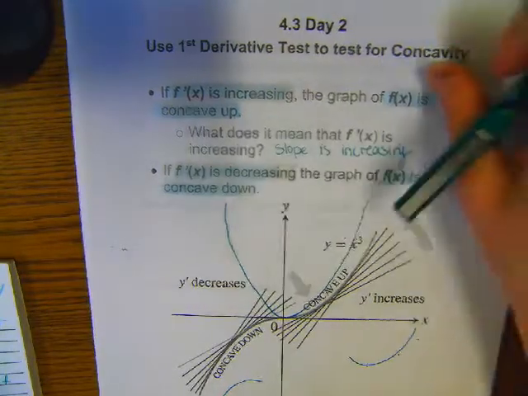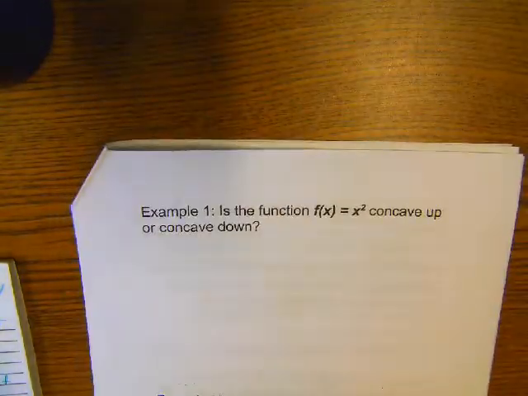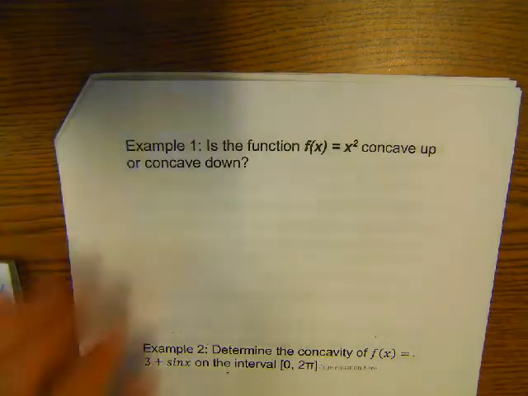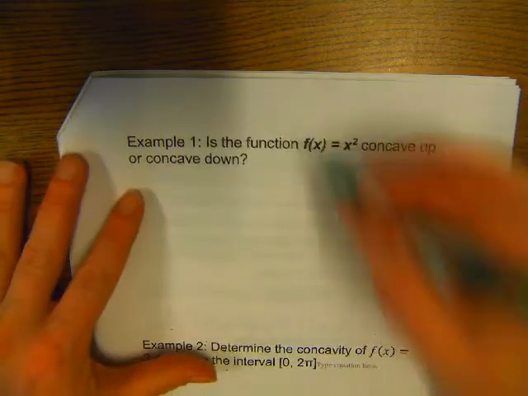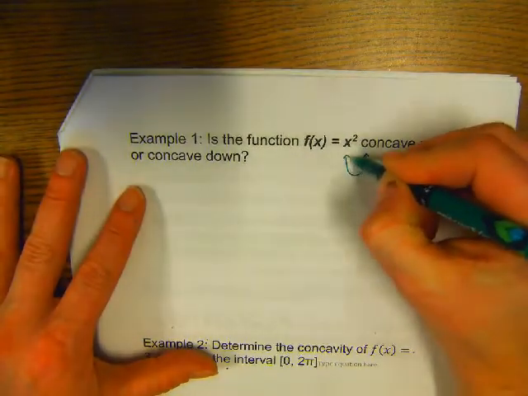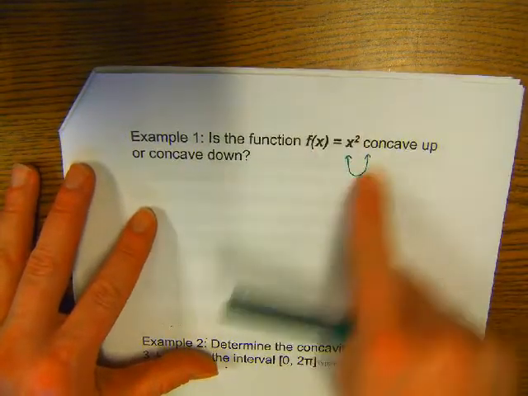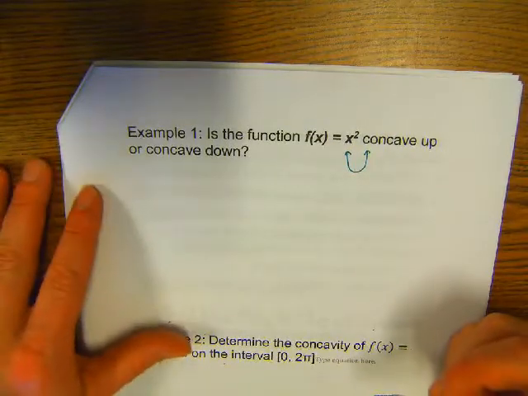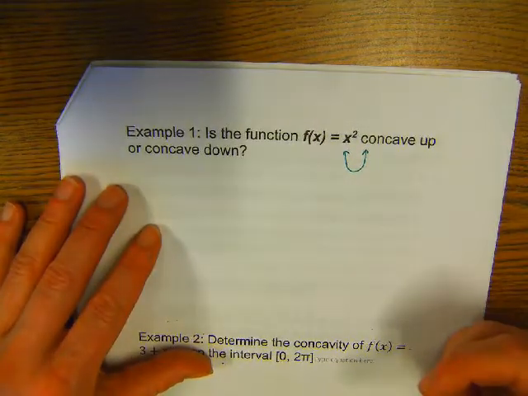Let's look at concavity then in example 1. Is the function f of x equals x squared concave up or concave down? We might answer that in our heads. What does that look like? Well, it's caved like this. It's concave up.